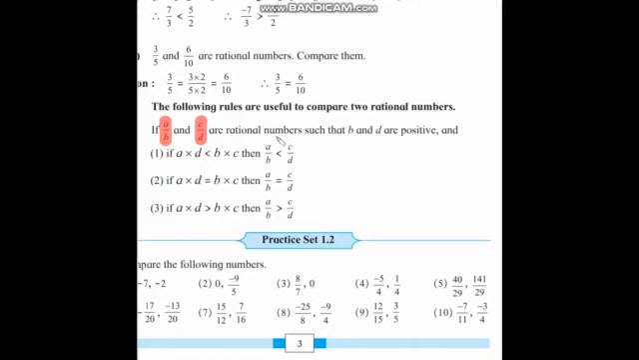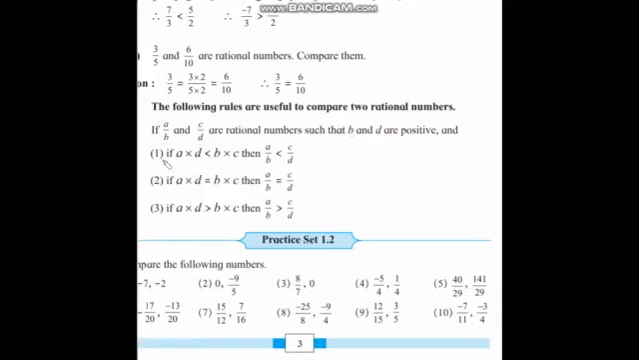It could be a positive rational number or a negative rational number. But here the condition is that a upon b and c upon d are rational numbers such that b and d are positive. It means both denominators b and d should be positive. If both are positive, then these rules are applicable. Let us discuss the first rule first.